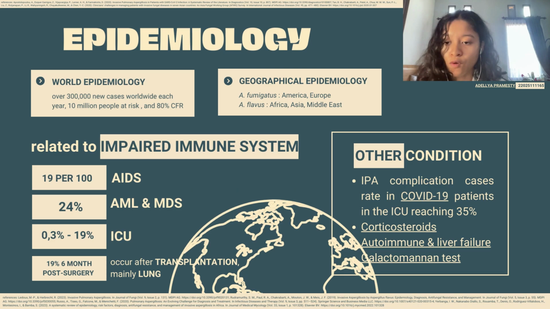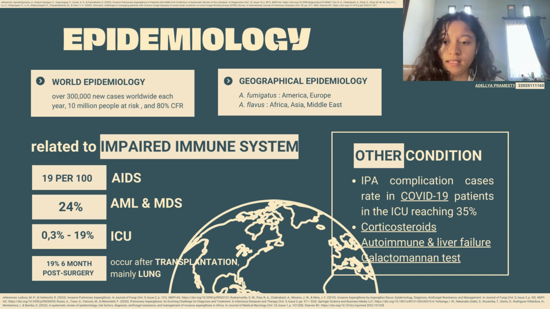Patients who get treated for long periods in the ICU or with severe medical conditions are also at risk of experiencing IPA, with the incidence known to reach between 0.3% and 19%. Moreover, 19% of IPA cases occur newly in patients who have undergone transplantation, especially lung, with a median occurrence by 6 months post-surgery. IPA is also known to complicate in 35% of COVID-19 patients in ICU. Most of the data is coming from European countries.